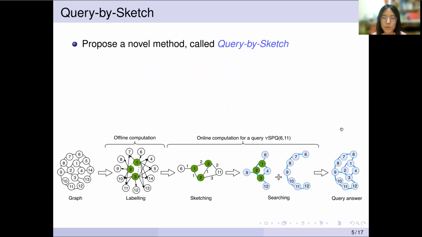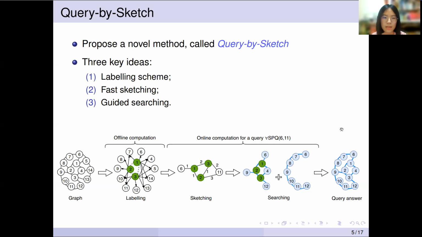In our paper, we propose another method called Query by Sketch. This figure illustrates the overview of Query by Sketch. It consists of 3 key ideas: labeling scheme, fast sketching, and guided searching. Given a graph, we pre-compute and store a labeling scheme using a small number of landmarks. When we are queried, we first compute a sketch which summarizes the structure of shortest paths in this query according to labeling, and search on the graph under the guidance of the sketch. We'll introduce these three key ideas one by one.